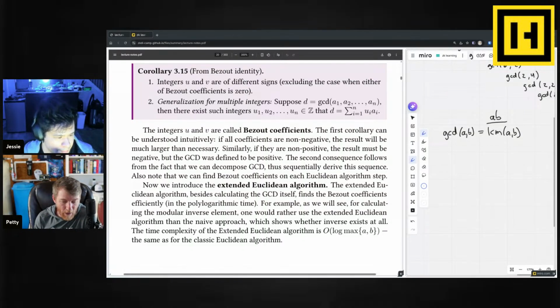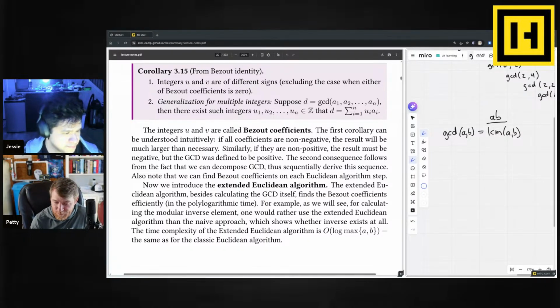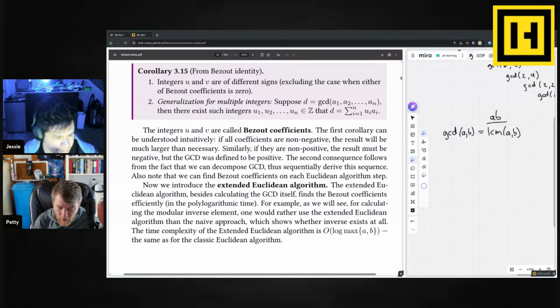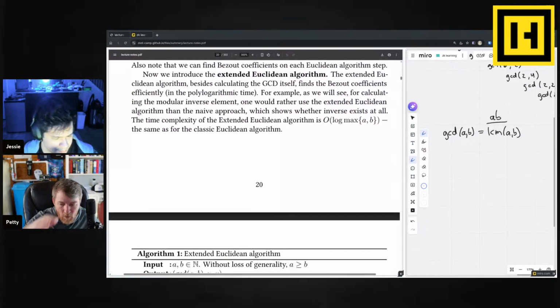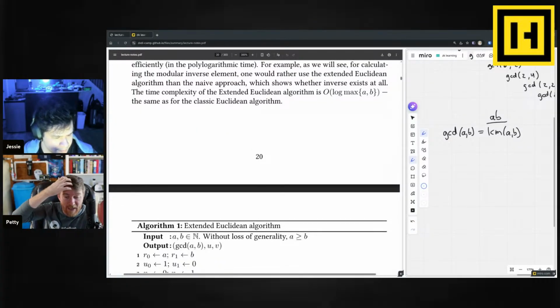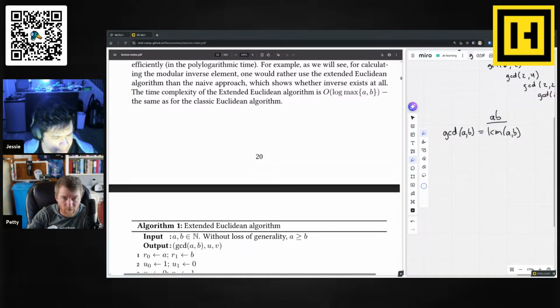Now we introduce the extended Euclidean algorithm, which, besides calculating the greatest common divisor itself, finds the Bezout coefficients efficiently in polylogarithmic time. For example, as we will see, for calculating the modular inverse element, one would rather use the extended Euclidean algorithm than the naive approach, which only shows whether an inverse exists at all. The time complexity of the extended Euclidean algorithm is O(log max(a, b)), the same as for the classic one. Okay, so the extended algorithm is the same order of polynomial time complexity.